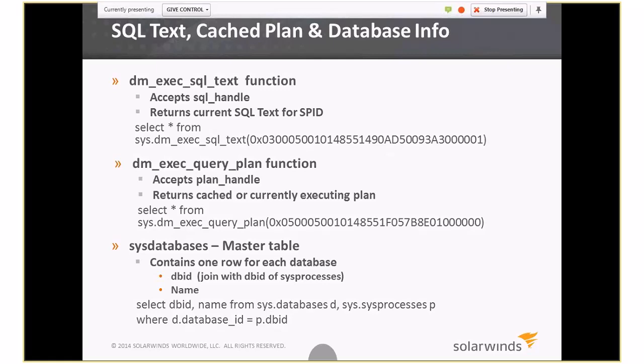Again, if you want the query plan, you can do DM exec query plan, and again you just pass the plan handle that we gathered from our first query into that table function. And finally, you may want the database name. These you can do later at some other time. They're in cache, so you can usually do this less often and get this information out.